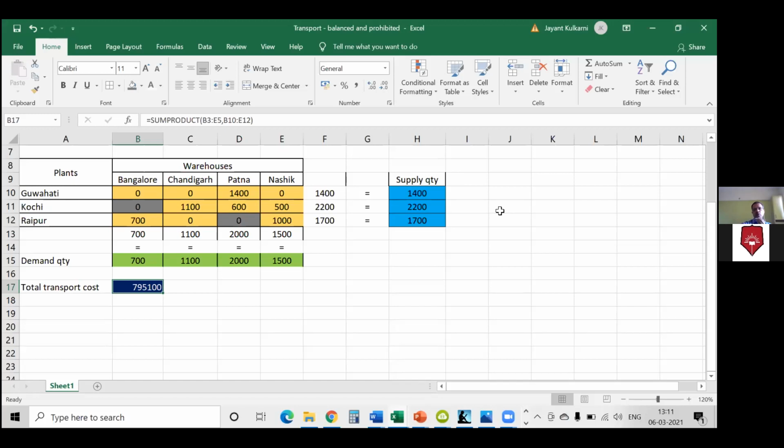What if we put 0 in the above table? What will happen if you put 0 in the above table? 0 cost is the minimum cost, right? So in that case, Solver will definitely pick up those two routes, which is what we don't want. That's why we put exorbitantly high cost in the prohibited routes.